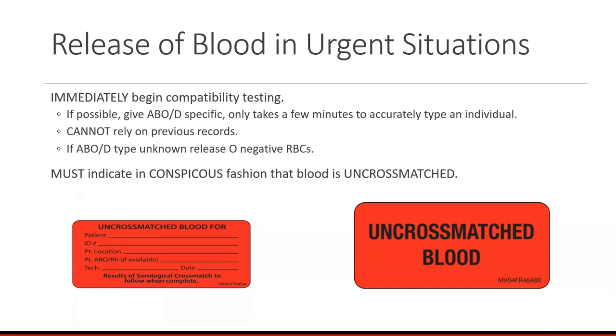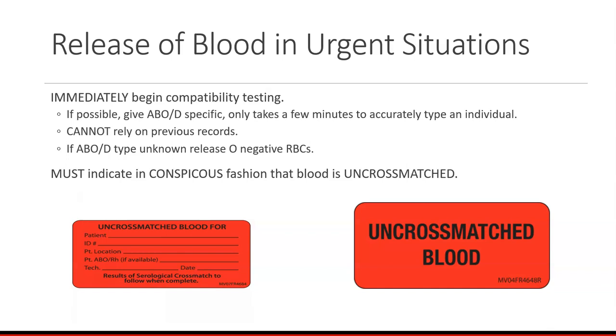You cannot rely on previous records. So you have this requisition. It has the same medical record number and name as the person in your system who is an AB-pos. You cannot give out AB-pos blood. You cannot rely on previous records. What if the patient had a bone marrow transplant and now instead of being an AB-pos, they're an O-neg? If the ABO/D type is unknown for red cells, you release O-negative red cells.